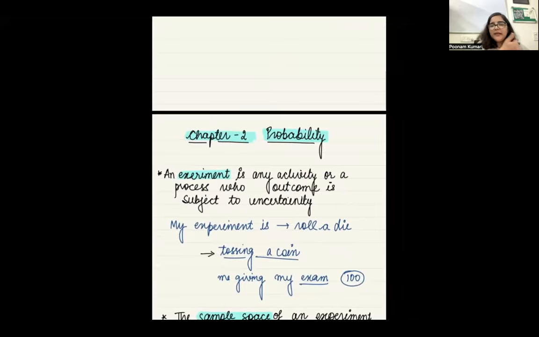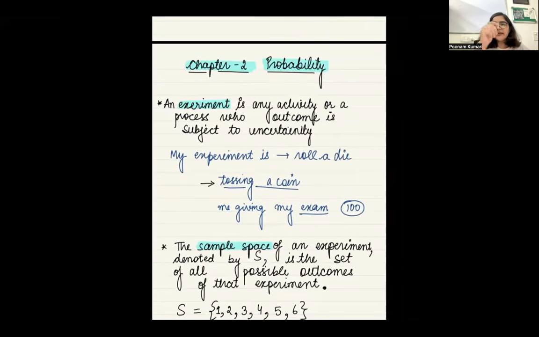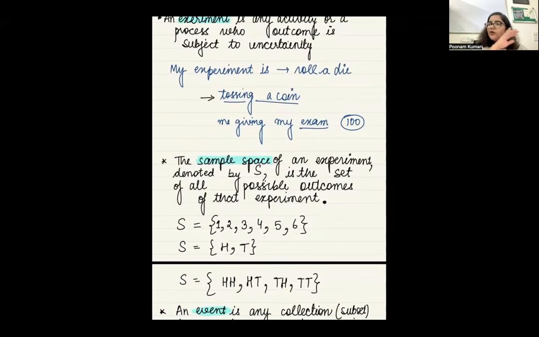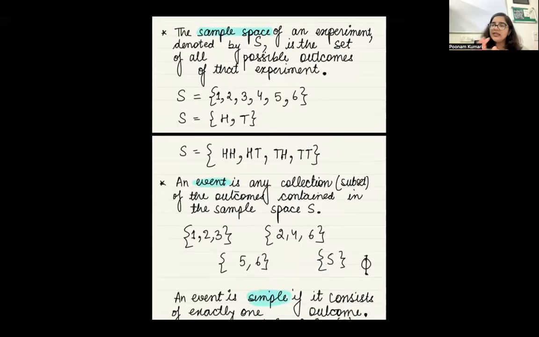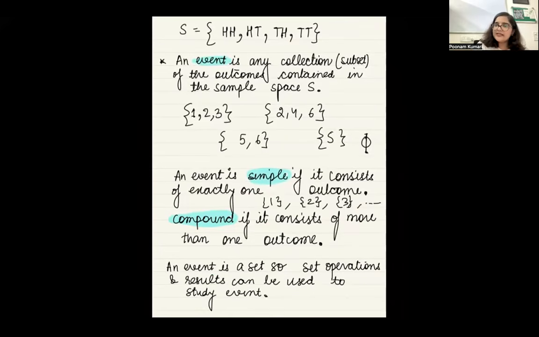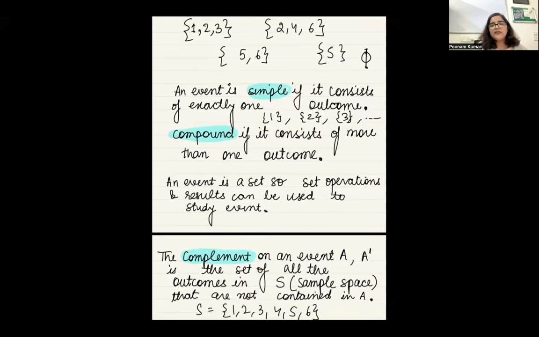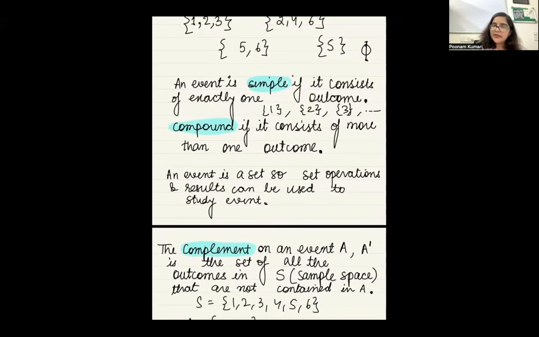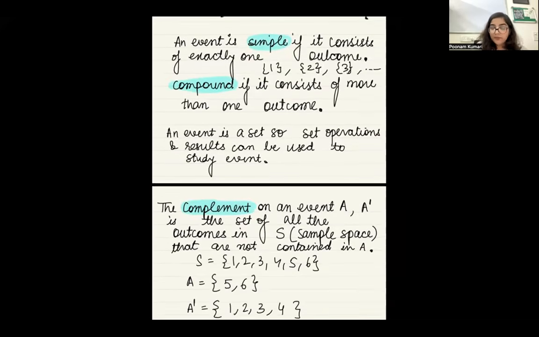So what is an experiment? It's any activity wherein the outcome that is going to happen is uncertain. When you list down all the outcomes of an experiment, you call it a sample space. What is an event? Any subset of a sample space is called an event. An event is simple if there is only one outcome. If it has more than one outcome, it is called a compound event.